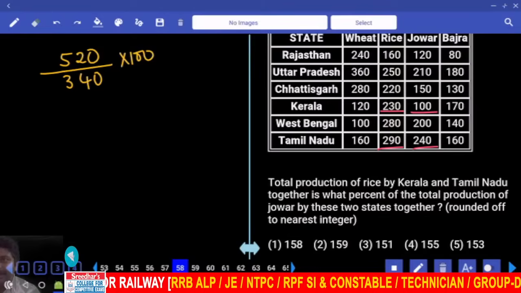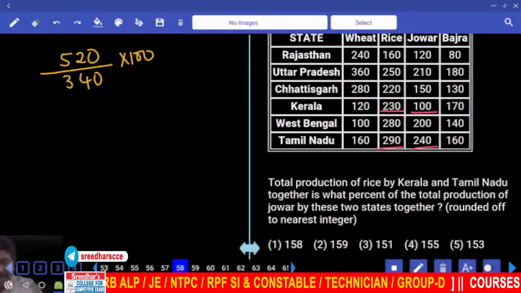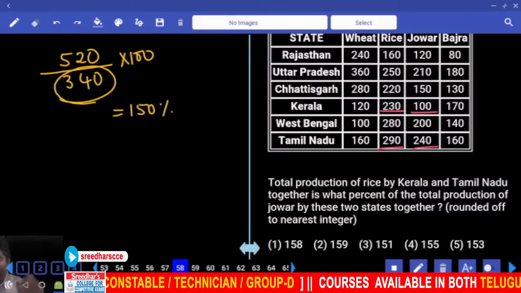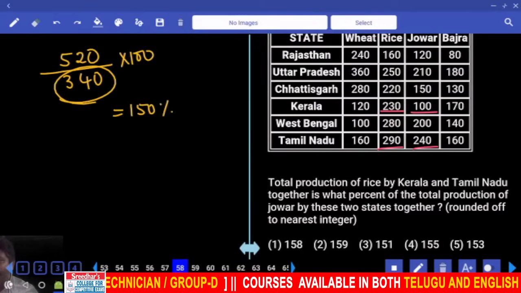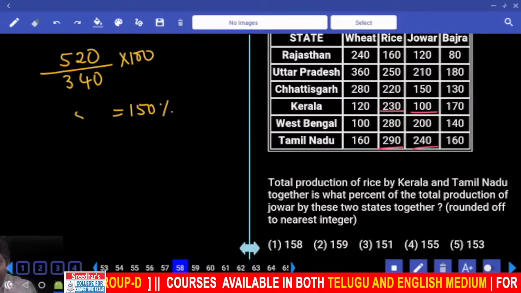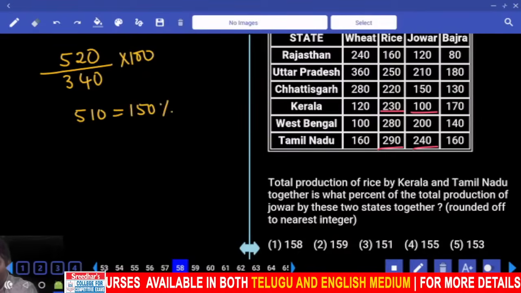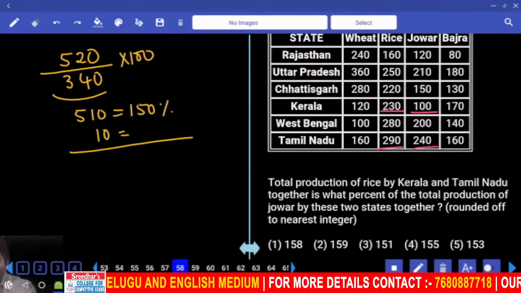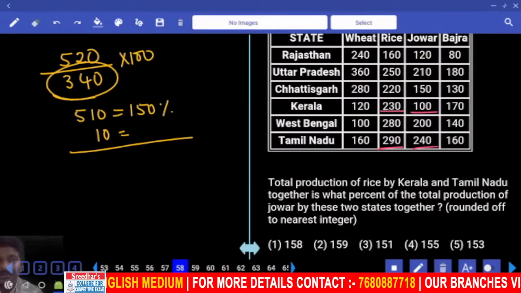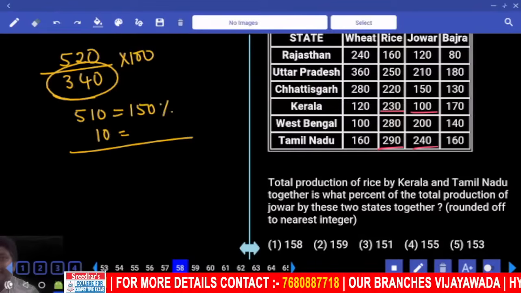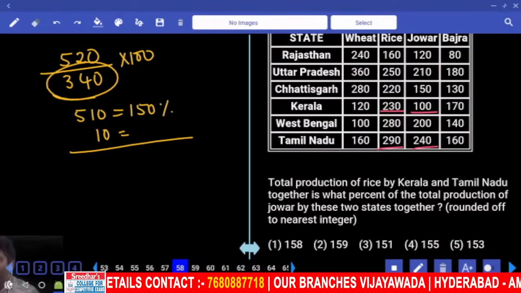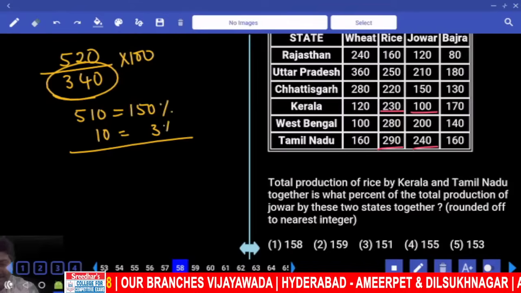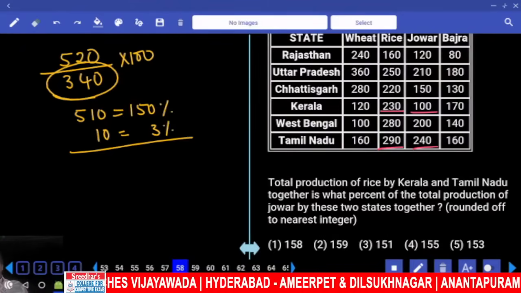And if you observe carefully, all the options are more than 150 also. Let us directly calculate what is 150 percentage. Are you okay? What is 50% of this number? 170. 340, 170, 510. But our numerator is 520, so you still need to add 10 more, correct? What is 1%? 3 times of it, 10.2. And we need to add 10, which is very close to that number. So answer, 153 percentage.